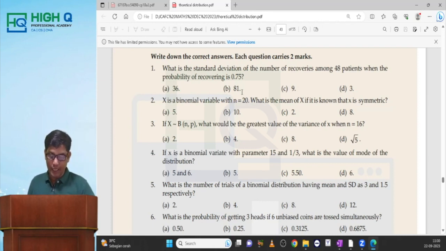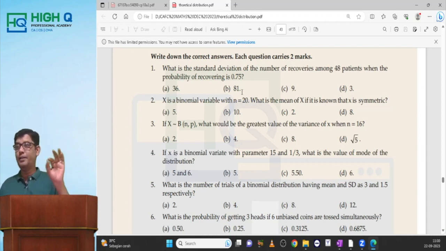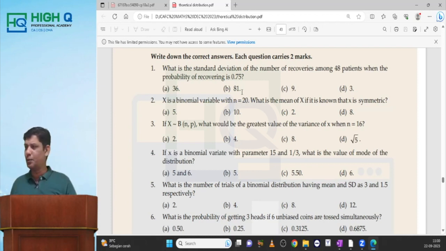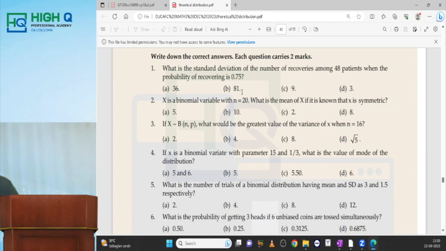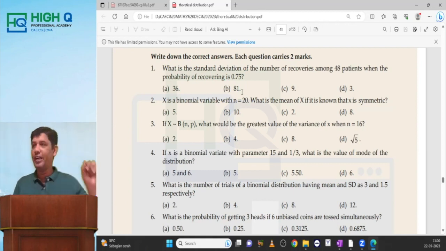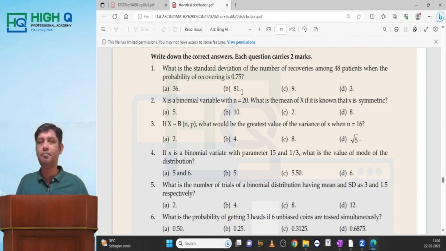Now, X is B of n comma p. Do you know the meaning of the symbol? What is meant by this? They are writing B of n comma p. The meaning is B stands for binomial distribution. Whenever we denote B, that's a symbol; that random variable belongs to the binomial distribution.